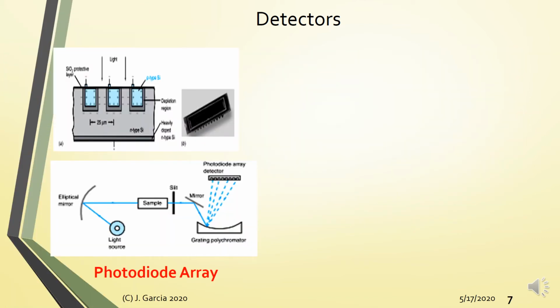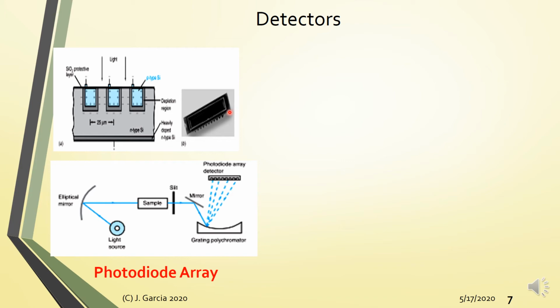Next, you have your photodiode arrays. These are silicon photodiodes arranged in an array. So when we say array, for example, this two-dimensional array here, you have individual diodes.